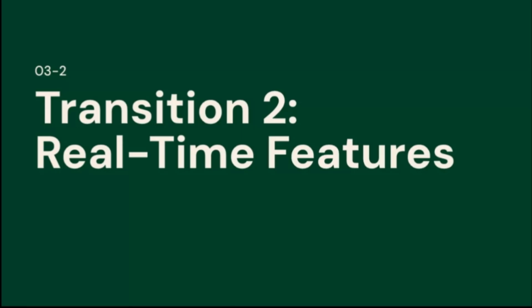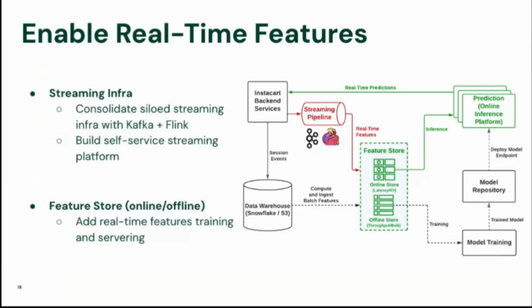So yeah, this brings us to the second transition, which is basically to enable the real-time features. In the previous transition, we described that now we can serve the models in real time. That improves the user experience by eliminating the staleness and reducing the limited coverage issue of pre-computed predictions. But there's still one thing: the predictions are still based on the batch features that are generated daily or weekly.